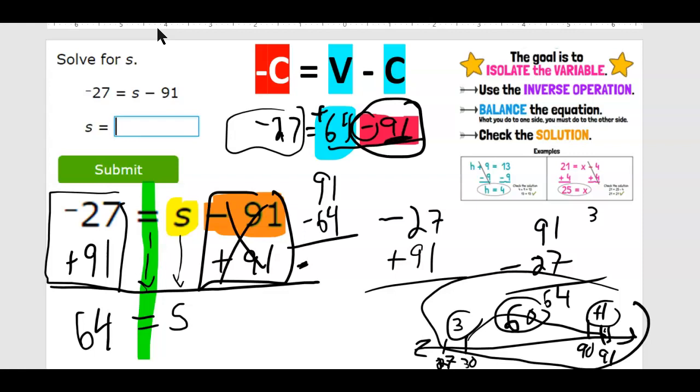Anyhow, I could do this: 64, I go to 70, which is 6, and then I go 70, 80, 90, which is 20, and then one more, which is 27. That's how I do it anyway. So it's a negative 27. Is negative 27 equal to negative 27? It sure is. It checks.